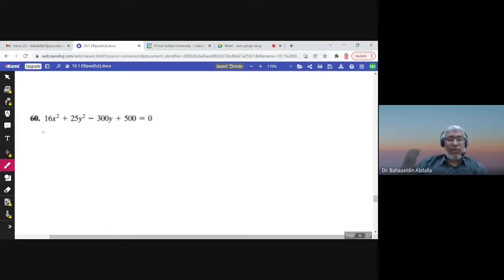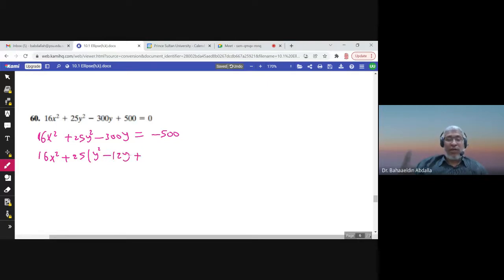Let me do this one. 16x squared. There is no x term. 25y squared minus 300y. Take 500 to the other side. 16x squared is already a perfect square. Take 25 as a common factor. 300 divided by 25 is 12.